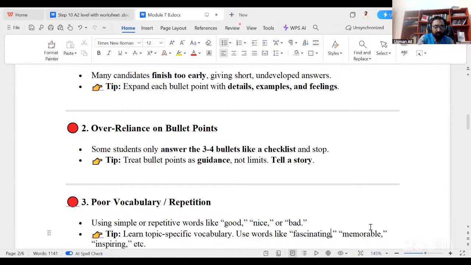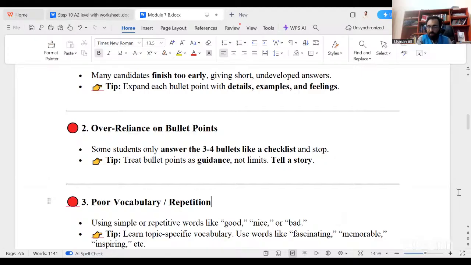Poor vocabulary. Number three, the third reason why students don't get 7+ bands is that they are using very poor vocabulary, or they repeat so many basic words. So that's why they are not able to get their desired bands. They use simple or repetitive words like nice, good, or bad. This is quite a basic sort of vocabulary.